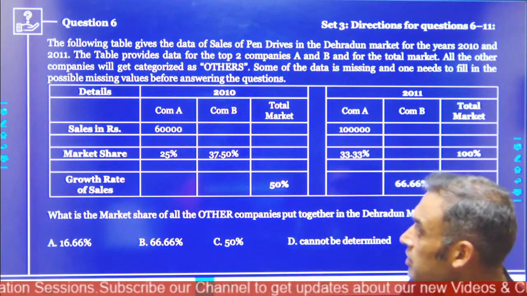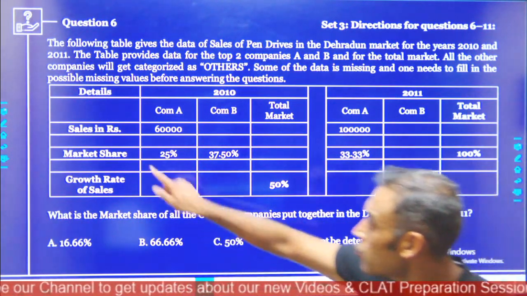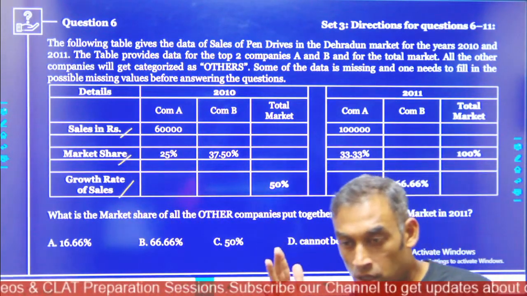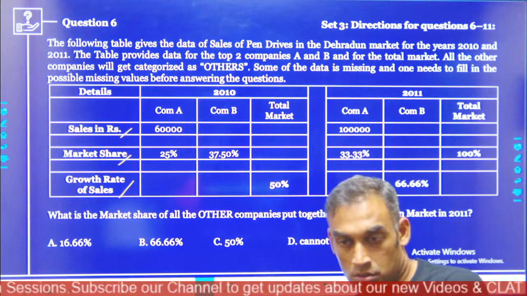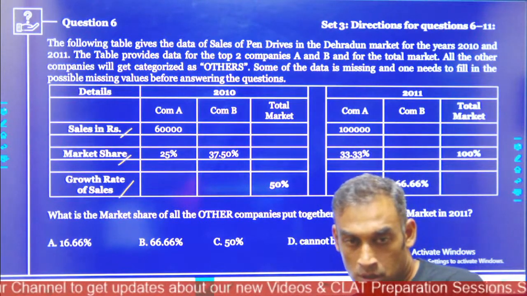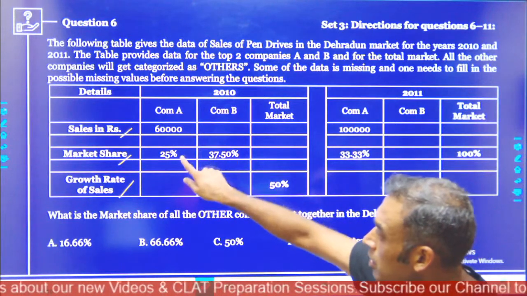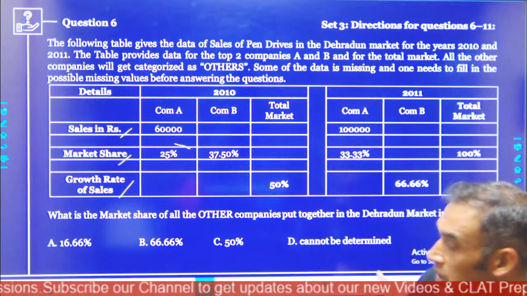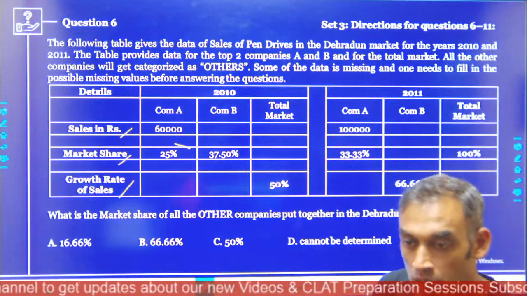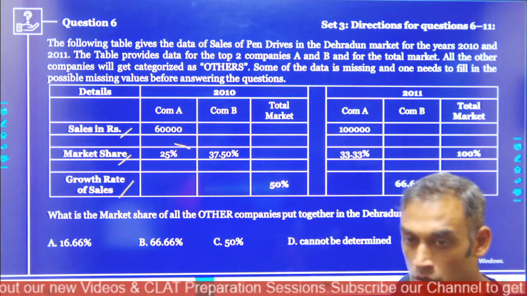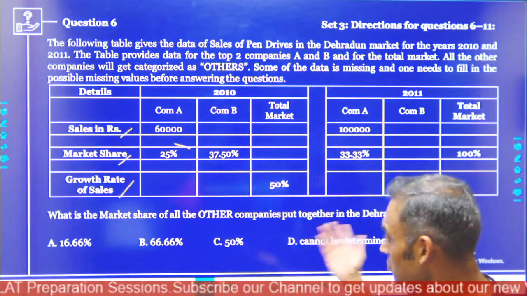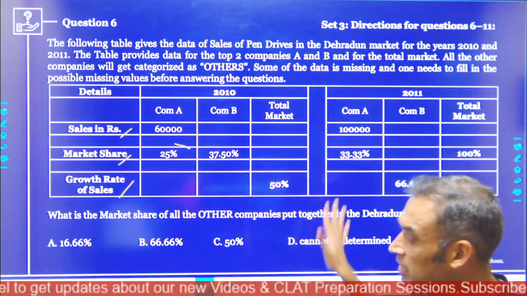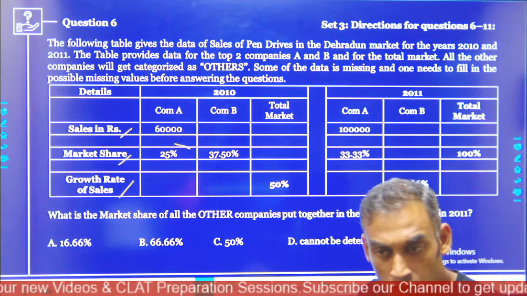So let's understand this set now. We are given sales in rupees, market share, growth rate. What is growth rate? Our growth over last year. That's the growth rate. Right? Market share. Now, what we are supposed to do in this kind of a table set is first get cracking with filling the values. Once you have done that, the rest is just a byproduct of it. You just have to take the answers. So we will just crack this set and then you can do the questions. Okay?